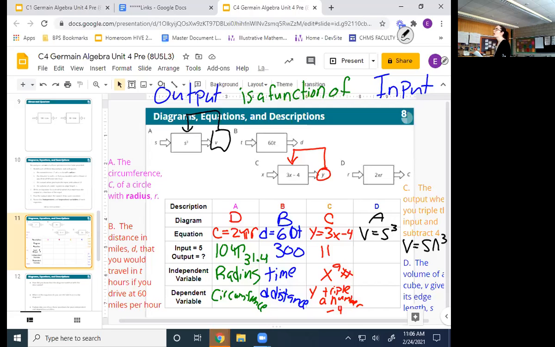Nice job, Claire. When you input 5, you're going to get an output of 125. Your independent or your input or your domain is which variable? Our S, nice job, Haley and Claire. Our S, which represents our side length. And our output is what variable? Very good. Our output, our range, our answer is going to be the volume.